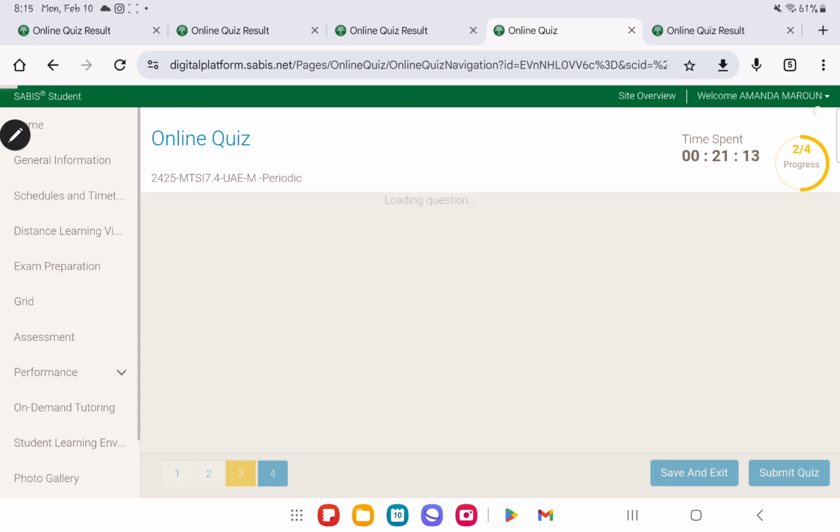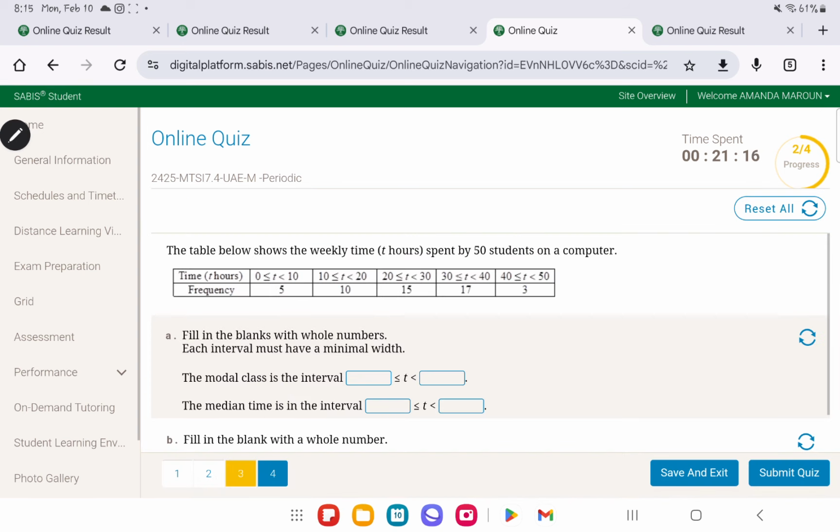We move on to the next question, which is question number 3. Now here, this is what I was talking about. If they gave you an interval, you're going to check the width of the interval, if they are all the same. So you're going to take the final one, which is 10, and subtract it from the initial, which is 0.